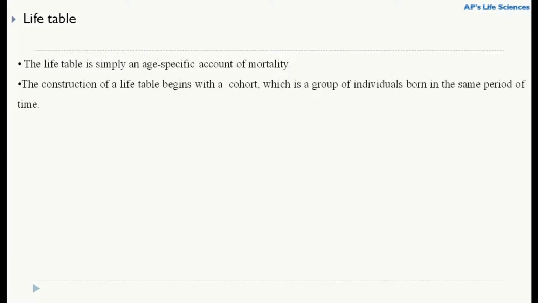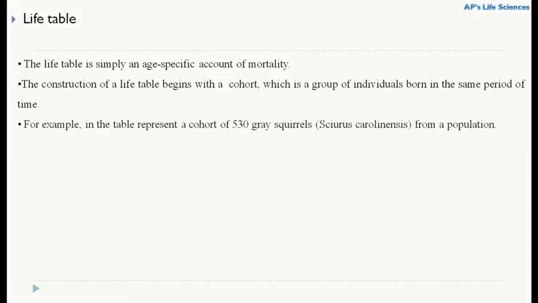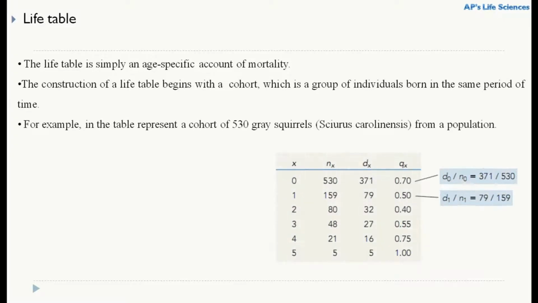Now, to understand the net reproductive rate, we can first understand the life table. The life table is simply an age-specific account of mortality. The construction of a life table begins with a cohort, which is a group of individuals born in the same period of time. For example, the table represents a cohort of 530 grey squirrels from a population.